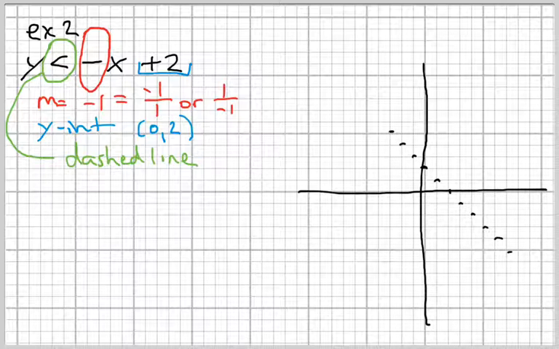So now we have enough to make our line, and we want to make it a dashed line. So instead of making it a solid line, we're going to dash it. So here is our line.